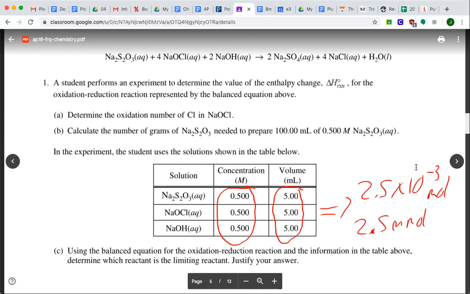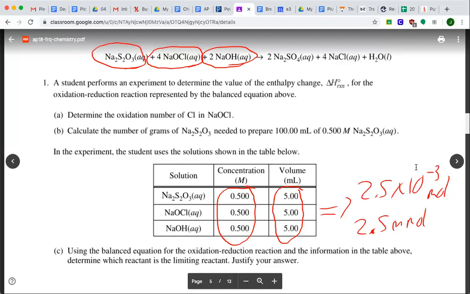All right. So what does that mean? So you've got the same molar amount of each reactant, right? So then you got to ask yourself which reactant's going to get used up fastest. Well, if you take a look, we use 4 NaOCl for every 2 NaOH for every 1 Na2S2O3.